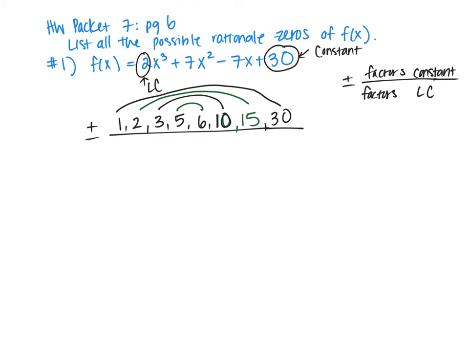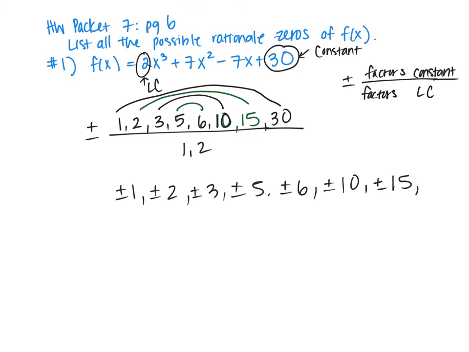So factors of 2, or the leading coefficient, would just be 1 and 2. So in this case, you have to divide all the numbers by 1 first, which would just be itself. I would have, let's make a list here, plus and minus 1, plus and minus 2, 3 divided by 1, plus and minus 3, 5 divided by 1, plus and minus 5, 6 divided by 1, plus and minus 6, 10 divided by 1, plus and minus 10, 15 divided by 1, plus and minus 15, 30 divided by 1, plus and minus 30.